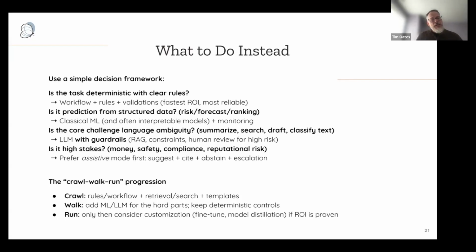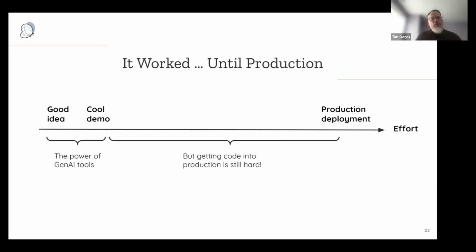So in those cases, maybe we need an assistive model, right? We'll make a suggestion, we'll cite, and we'll have guardrails that say, I'm a language model. I probably should not be making this decision. Let me escalate it to a human. And then this crawl, walk, run progression is a good one, right? Start out with a simple thing, add machine learning for the hard part, and then maybe consider fine tuning if the ROI is proven.